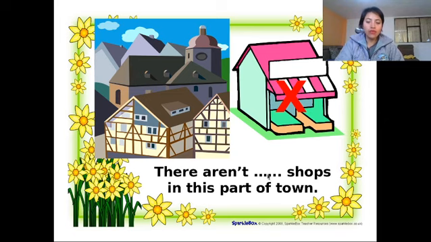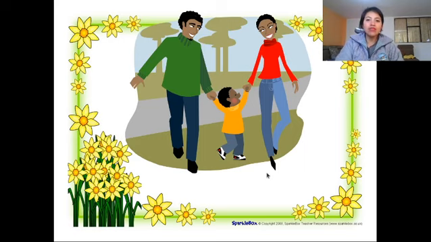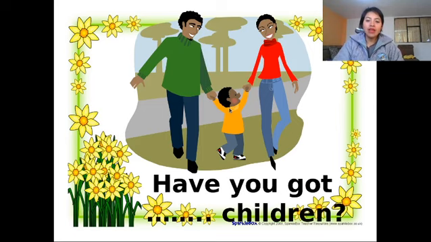There aren't. What are we going to use? Some or any? Very good. We're going to use any in negative statements. Now, can you see this couple? They have children, right? Have you got? This is a question. What are we going to use? Any. Very good. Have you got any children? ¿Han tenido algún niño? Yes, they have, right?